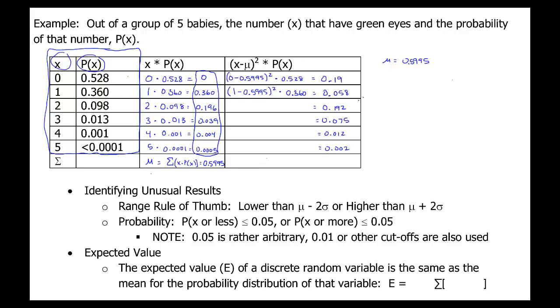And the sum of this column is going to be equal to the variance. And if we add this column together, 0.529. So now we know the variance for this probability distribution is 0.529. And the standard deviation is the square root of the variance. And we get 0.727.